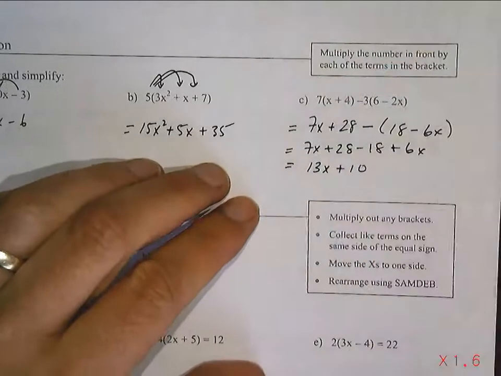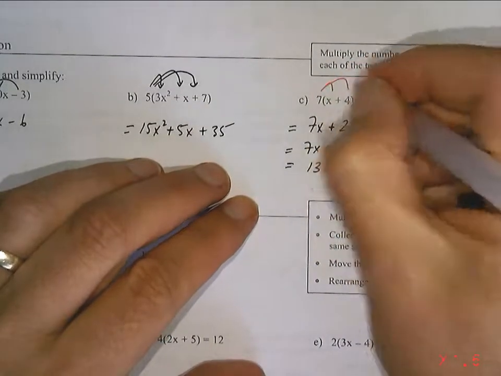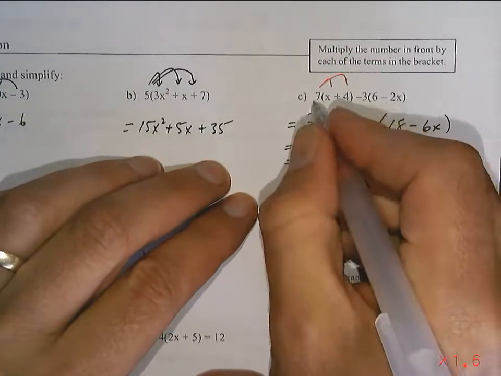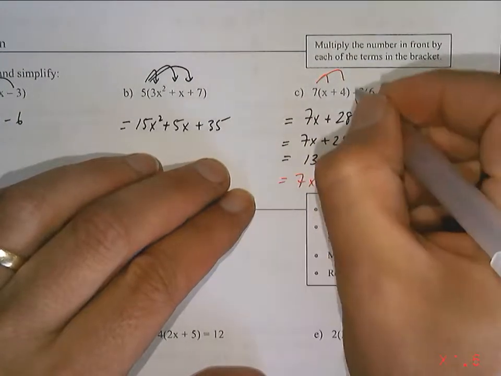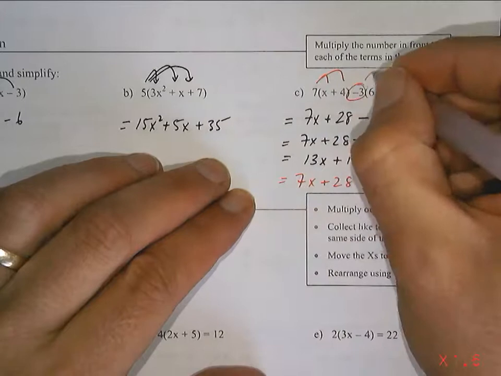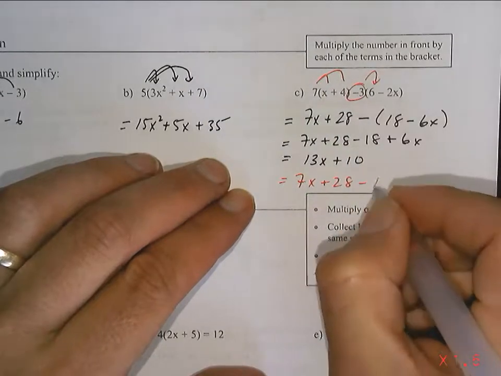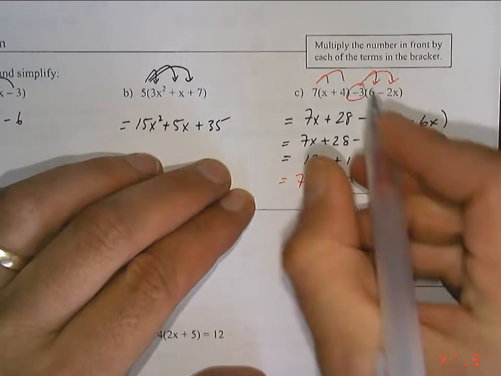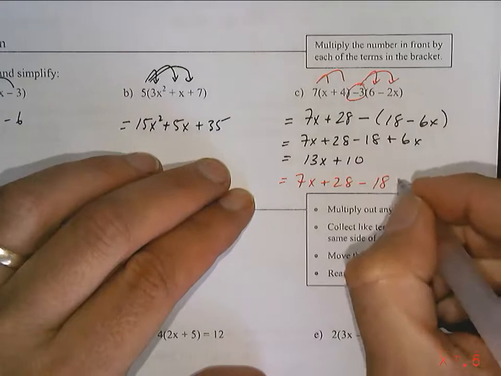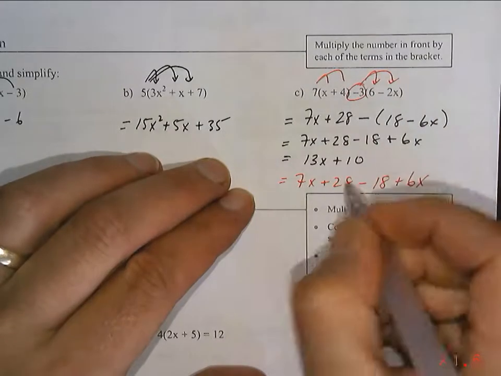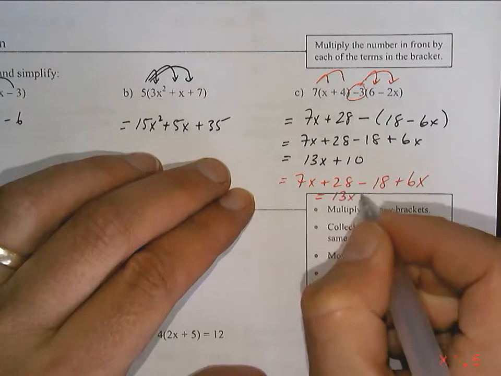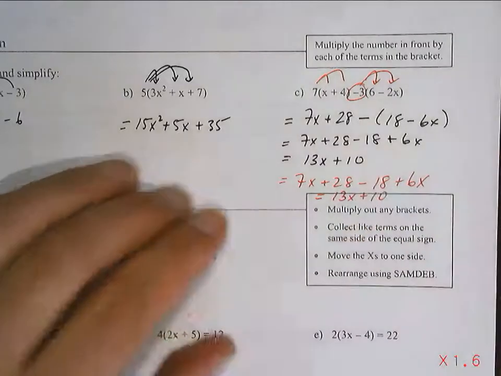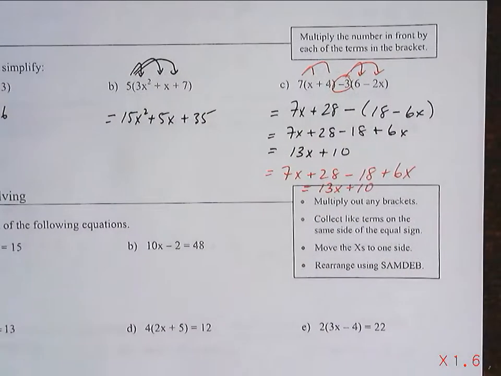My favorite way would be to do this. 7 times x and 7 times 4 is 7x plus 28. And I would take that negative 3, multiply it by the 6 and get negative 18. Take that negative 3 and multiply it by the negative 2x and get positive 6x. This would simplify to give me 13x plus 10, which is the same answer as above. The only difference is I did it in 2 steps. That's what I would prefer.